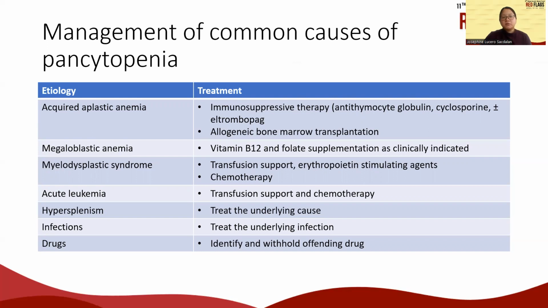Myelodysplastic syndromes receive transfusion support, erythropoietin-stimulating agents, as well as chemotherapy if indicated. Acute leukemia will be evaluated for chemotherapy and receive transfusion support. Hypersplenism and infections focus on the underlying cause, and withholding the offending drug should be effective at resolving the pancytopenia.